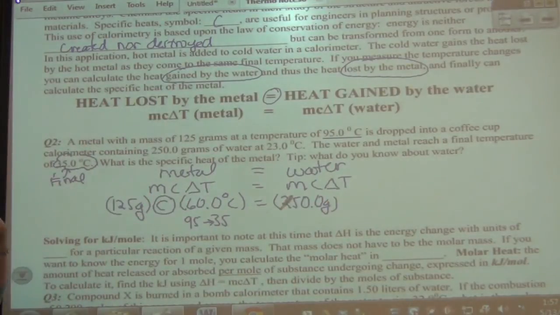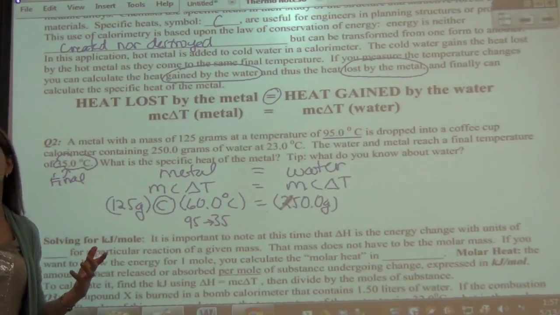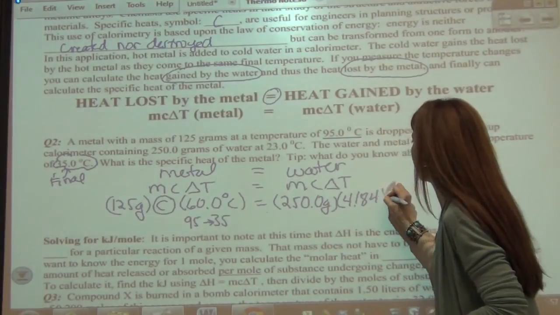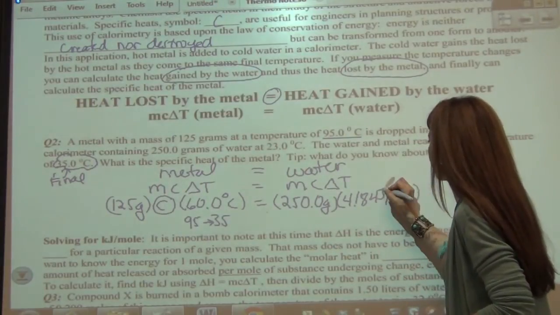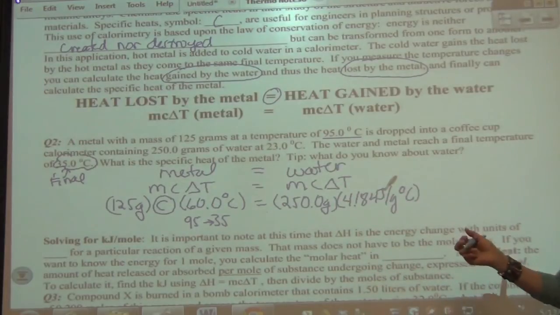Specific heat. Okay, it doesn't tell us what units we want, so we can use whatever we want. Let's use the 4.184 joules per gram degrees Celsius. If it told you what it wanted it in, then you could use whichever one was appropriate.